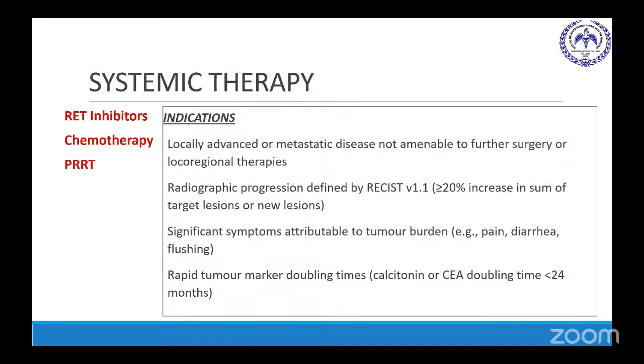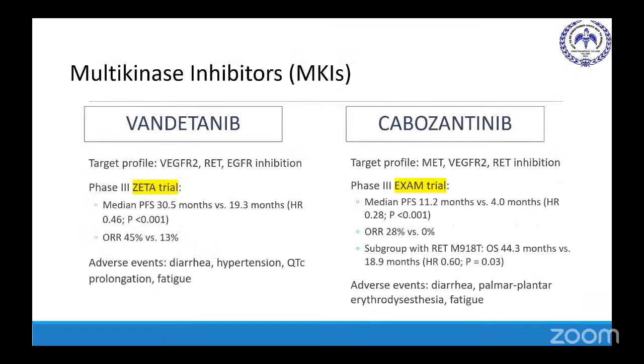The systemic therapy that we can consider in the metastatic MTC patients include the RET inhibitors, both the multikinase inhibitors and the specific inhibitors, systemic chemotherapy, and the PRRT therapy. The multikinase inhibitors that are approved for the management of MTC are vandetanib as well as cabozantinib. And there is a progression-free survival of 30 months with vandetanib shown by the ZETA trial and 11 months shown by the EXAM trial for cabozantinib. And the common adverse effects include diarrhea, hypertension, fatigue, and for cabozantinib, palmoplantar erythrodysesthesia are found.